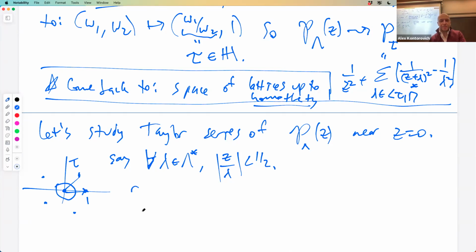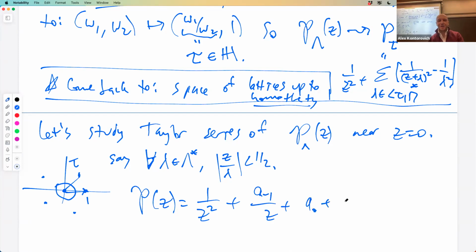Okay, then what can we say? Well, let's look at P again. P of Z is equal to 1 over Z squared. So we have already this order 2 pole, and I want to know what the other terms are. There's a minus 1 over Z plus A0 plus A1 Z plus A2 Z squared, and so on. I want to work out what these Taylor coefficients are. Some of them are very easy to work out, actually.